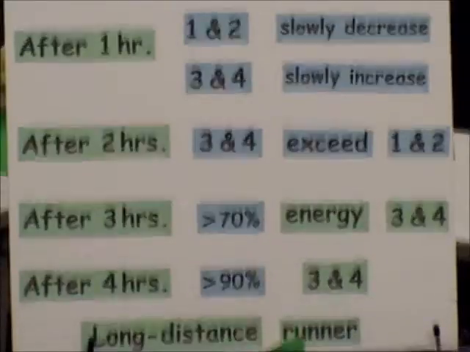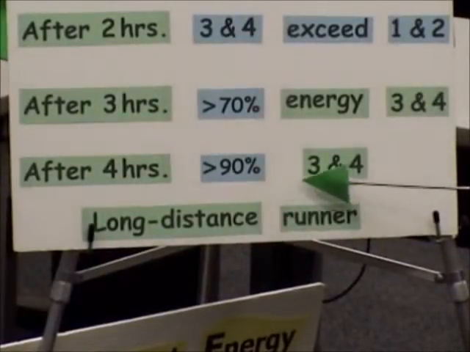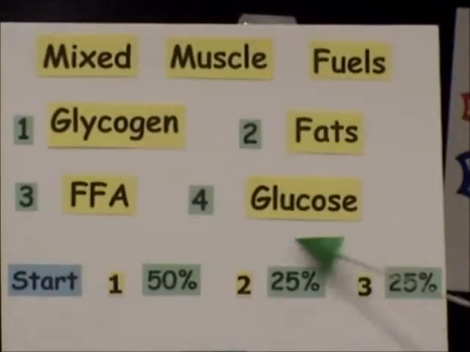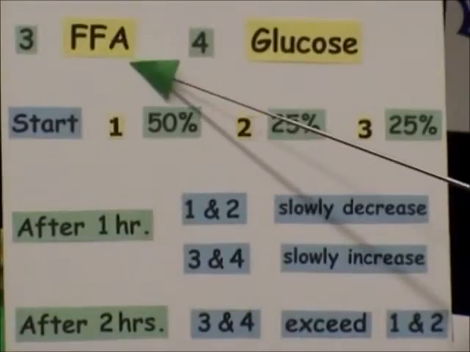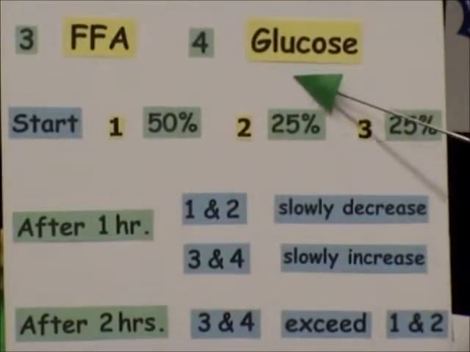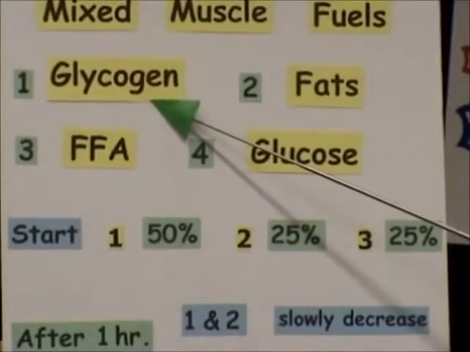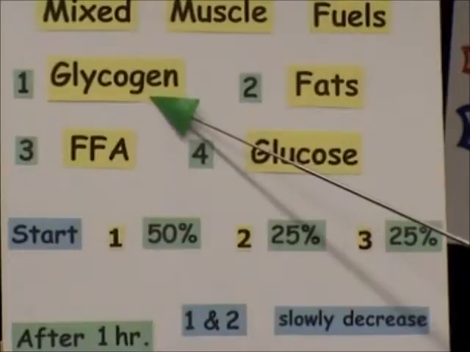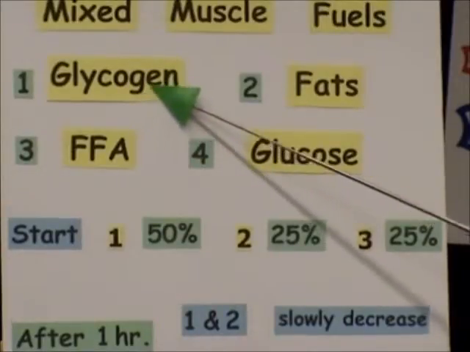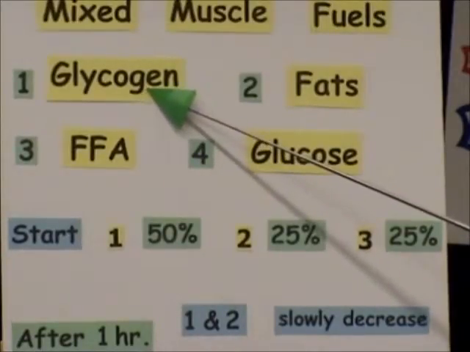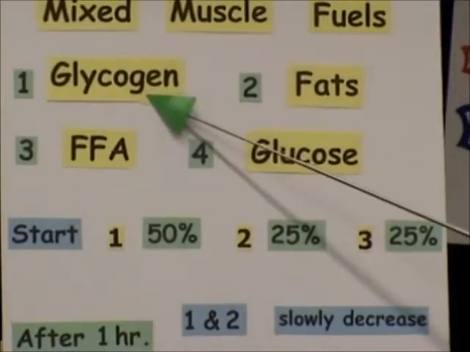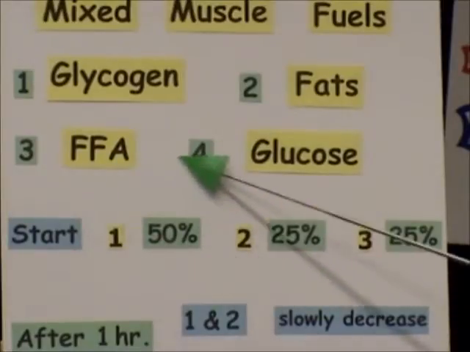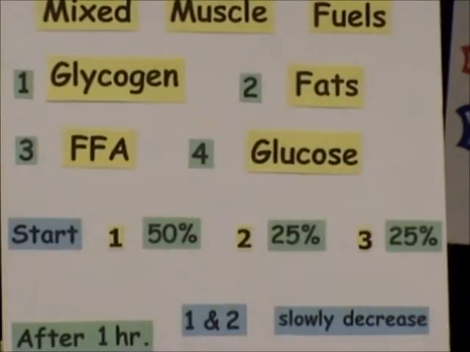So the long distance runner, if we go back to the top here, needs free fatty acids and glucose. So long distance runner, free fatty acids and glucose. If you're a sprinter, muscle glycogen. In fact, after 10 seconds, you've done a lot of anaerobic exercise, really nothing involving oxygen. So if you're an intermediate runner, glycogen and muscle fats. Long distance runner, free fatty acids and glucose.